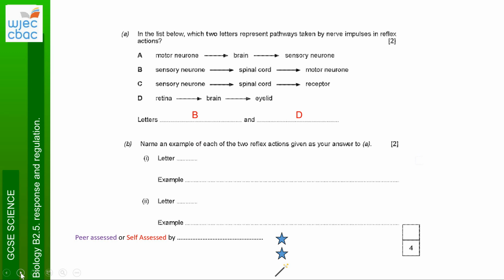B, name an example of each of the 2 reflex actions given as your answer to A. So for the first one, for letter B, sensory neuron, spinal cord, motor neuron would be something like the knee-jerk reflex action or your withdrawal response. So when you're touching something hot, then you withdraw very quickly. For D, obviously because that's happening in the eye, the reflex there would be blinking. So opening and closing the eyelid really quickly.